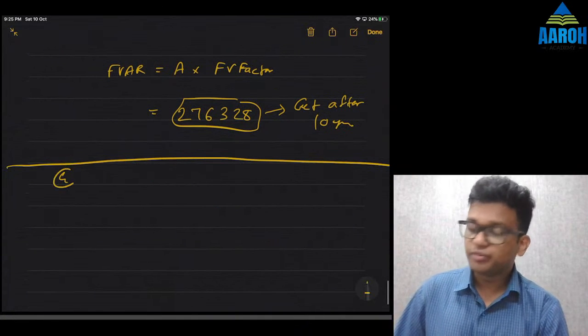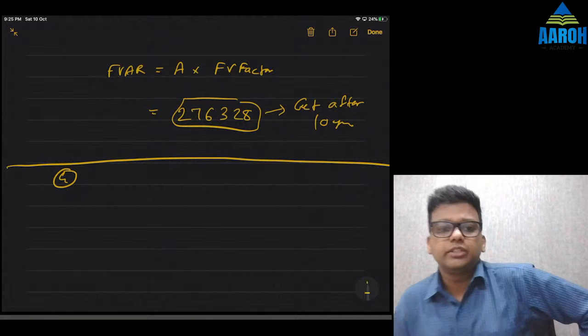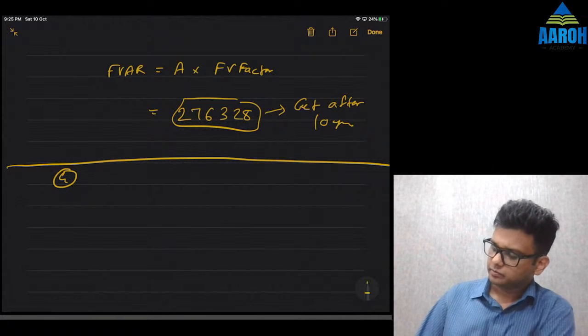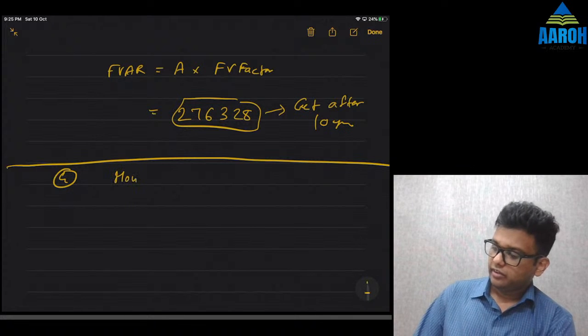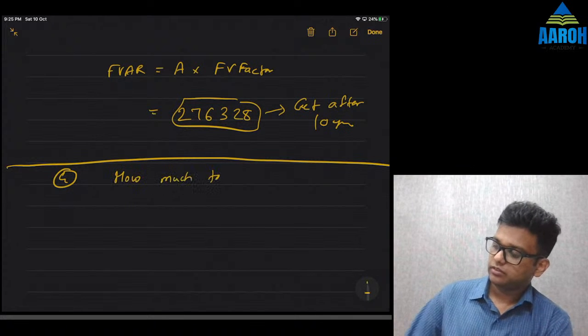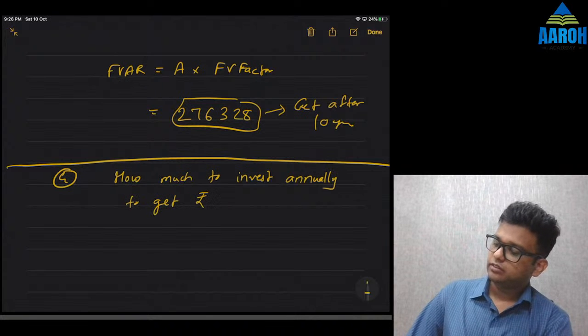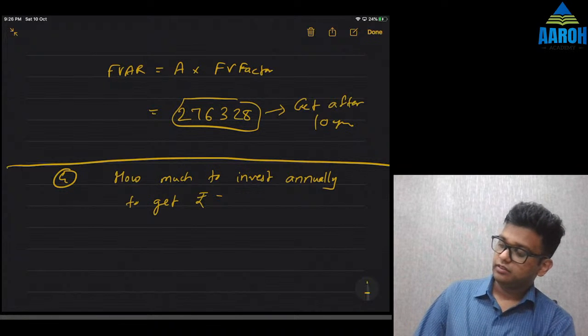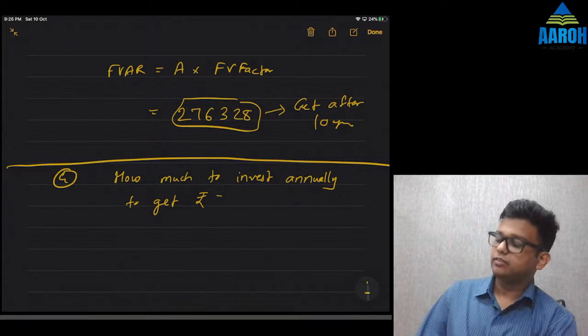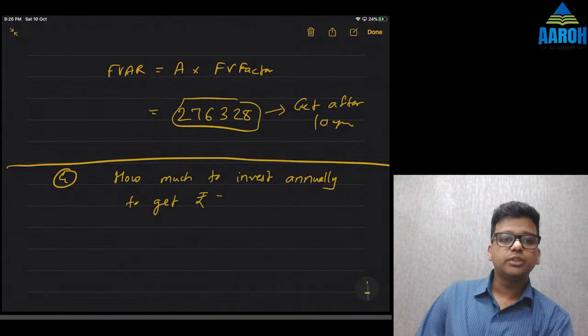And last question on this before going to annuity due. How much to invest annually to get rupees 50 lakhs after 8 years at 9.5%? Okay, how much to invest annually?